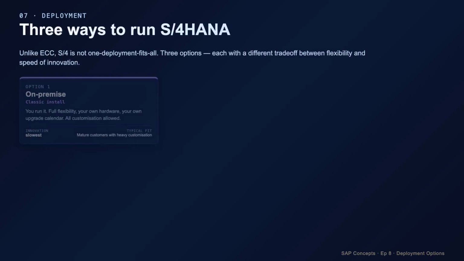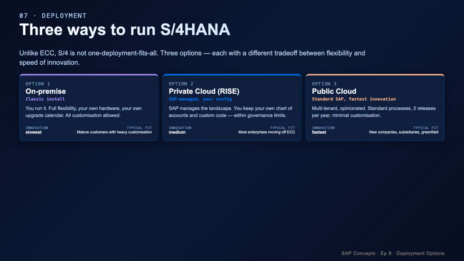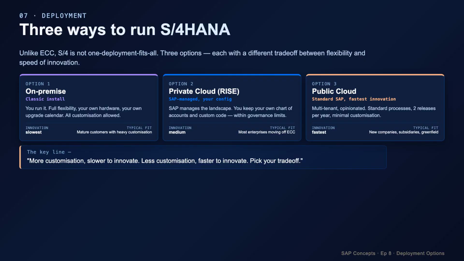Change 6. How you run it. Unlike ECC, SAP S/4 is not one deployment fits all. There are 3. On-premise. You install it, you run it, you customize everything. Slowest to innovate, maximum flexibility.